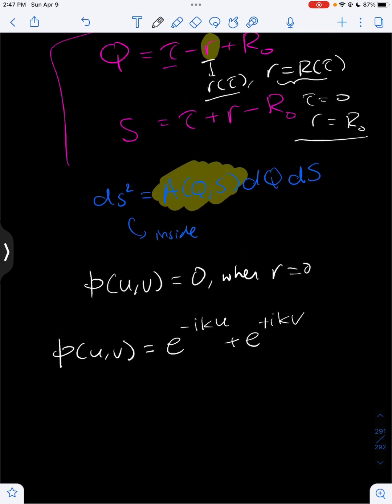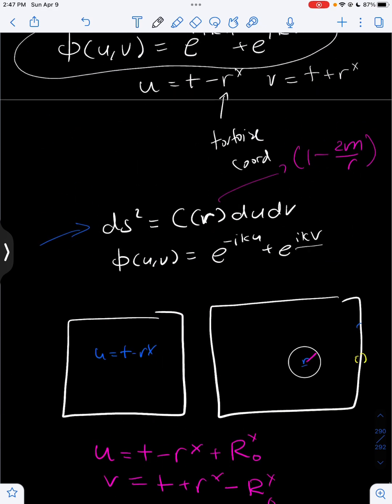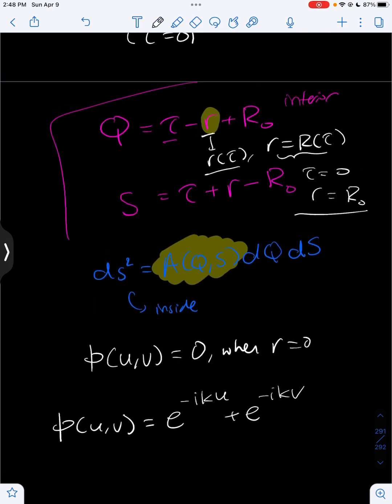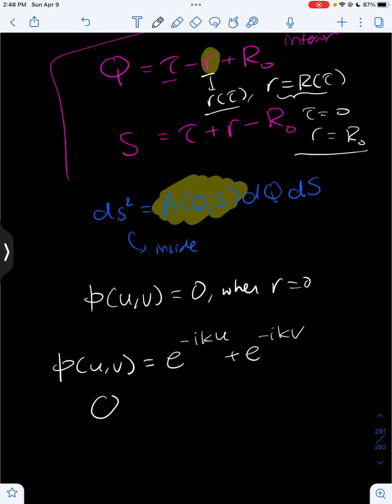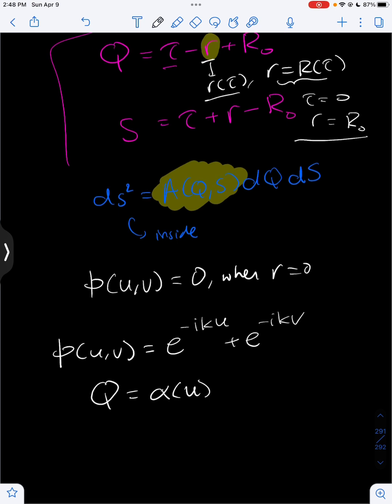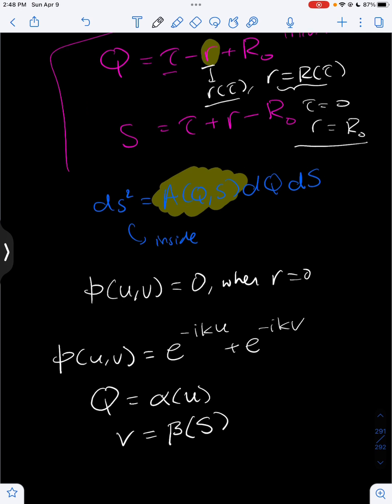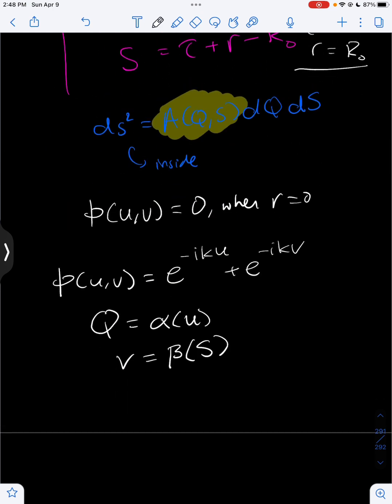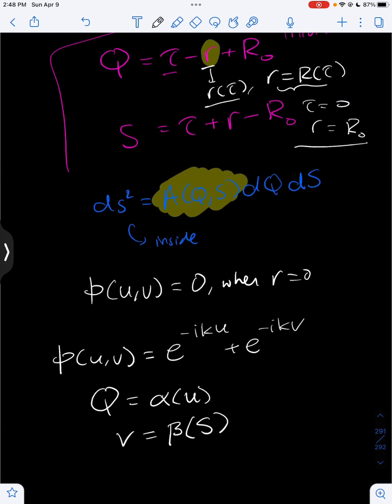I wrote this as plus ikv over here, but it should actually be a minus ikv. So minus ikv. Now we can assume that Q can be written as a function of U, and that V can be written as a function of S. This kind of makes sense looking at the form of U and Q and V and S. So we are going to assume that they can be written in terms of each other.